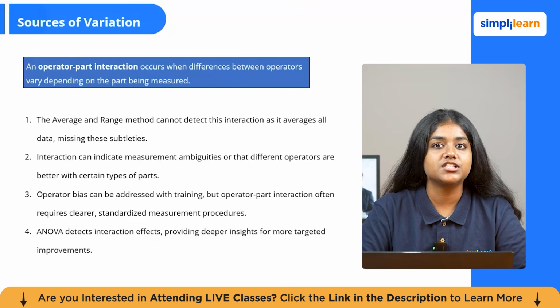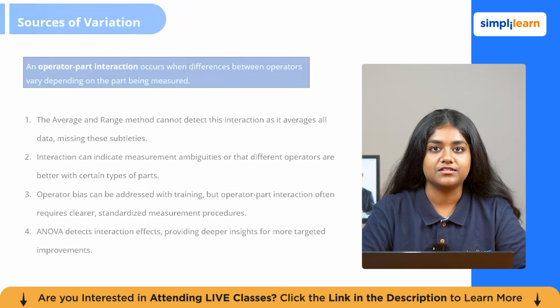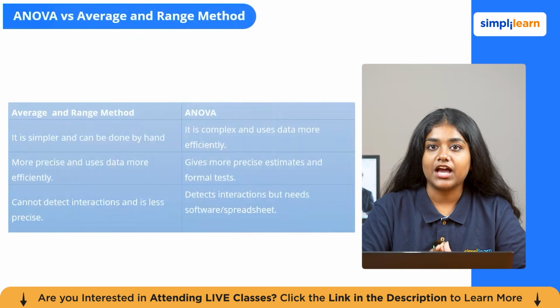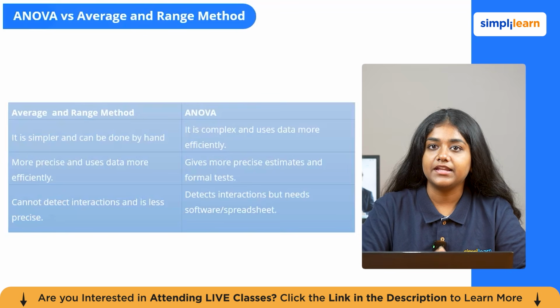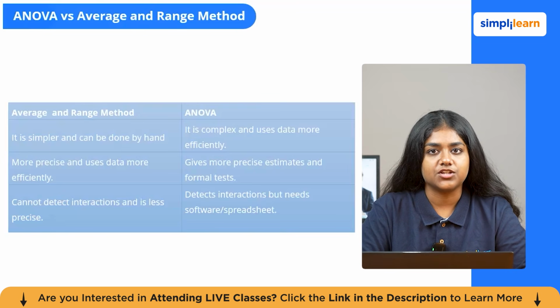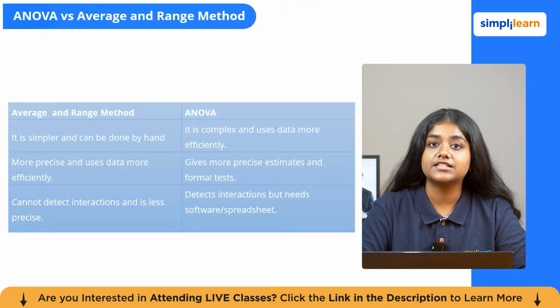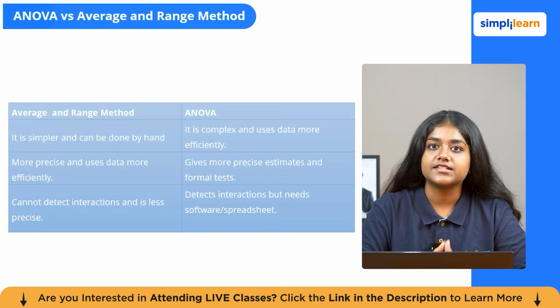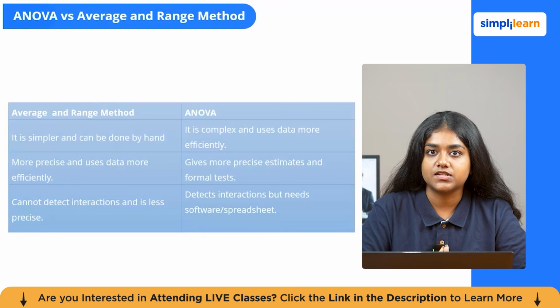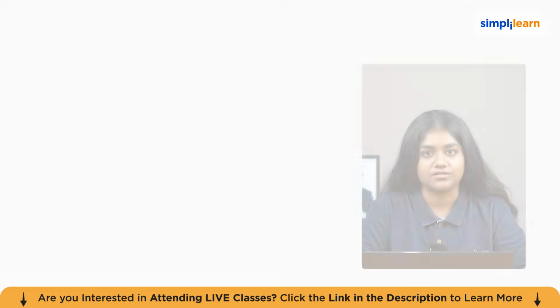Now let's look at the difference between ANOVA and the average and range method. The key difference is the average and range method is simpler and can be done by hand. It's been a standard in many industries for decades, but it has limitations. It doesn't detect interactions and it's less efficient in its use of data. ANOVA is more complex. It requires statistical software or a sophisticated spreadsheet, but it uses all the data more efficiently and provides more precise estimates. It detects interactions and gives you formal hypothesis tests for each source of variation.